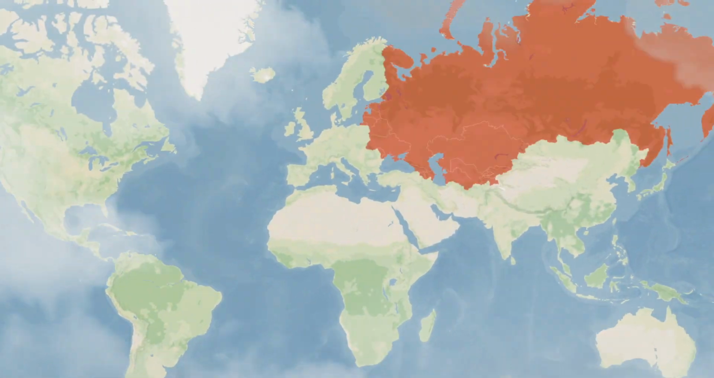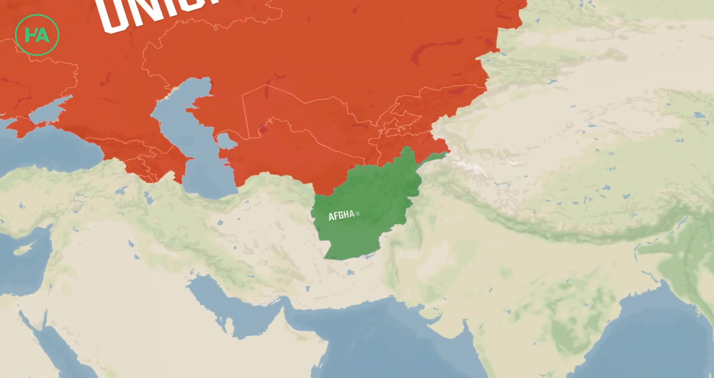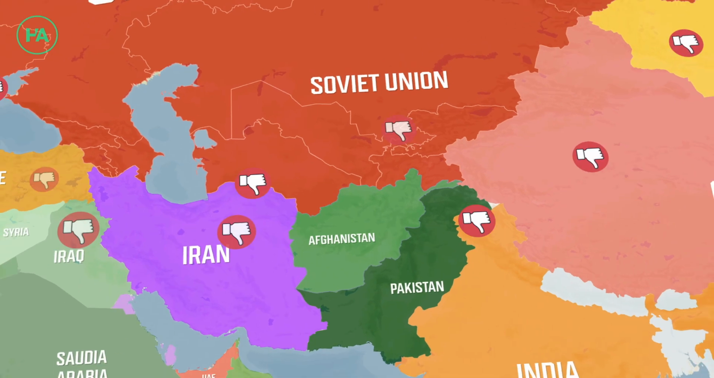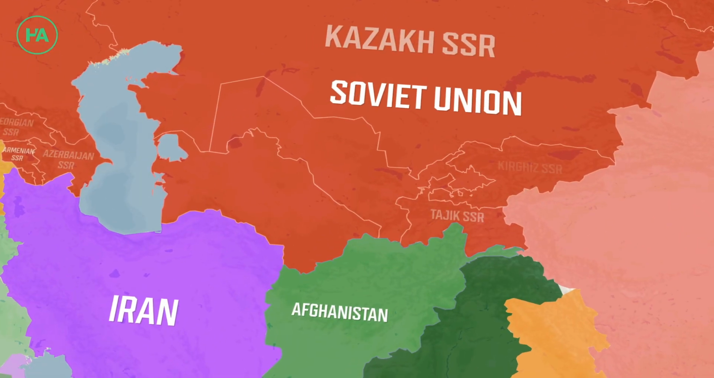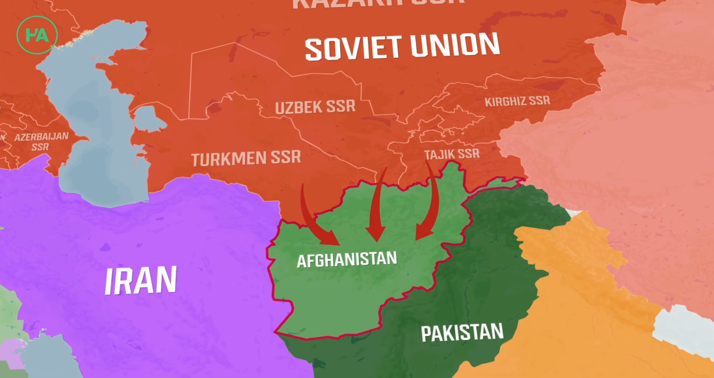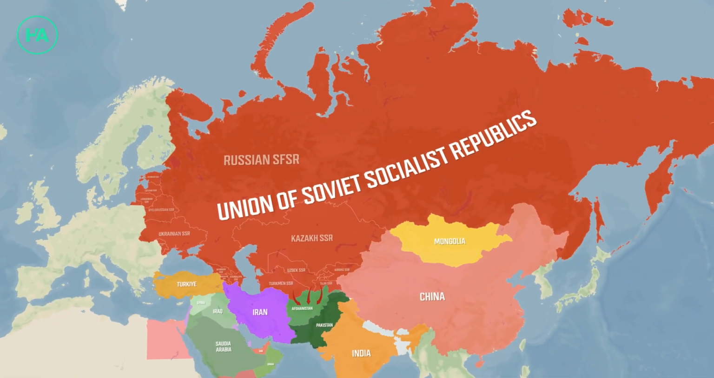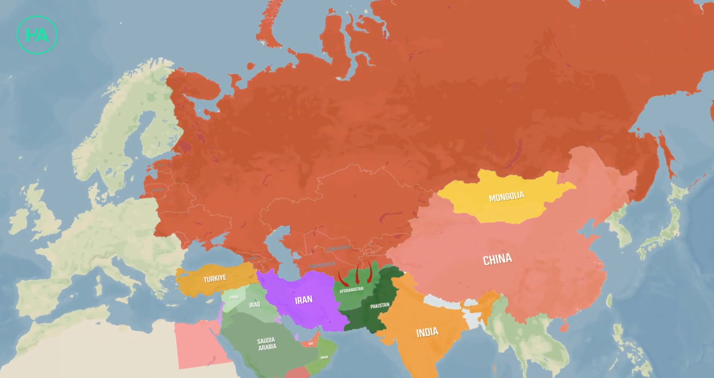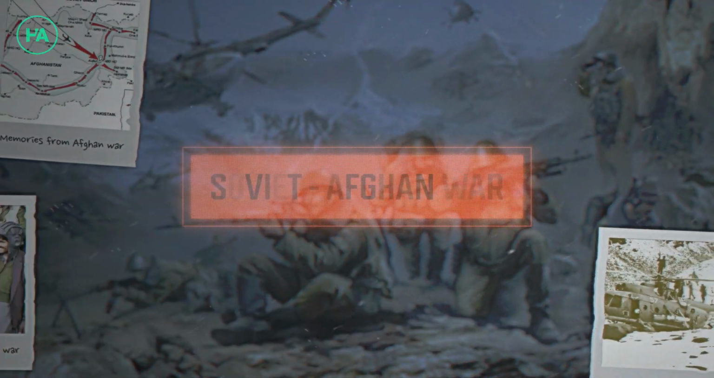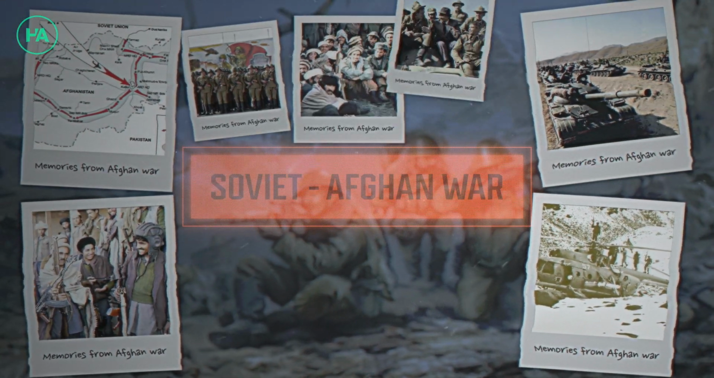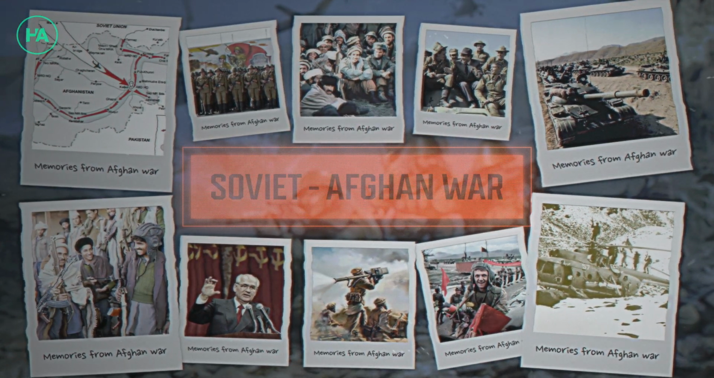Did you know that in recent history, a huge country like the Soviet Union was ashamed of the war with Afghanistan? The Afghan War, which took place in the 80s of the last century, caused considerable damage to the USSR and greatly contributed to its disintegration. In this video, we will show the main events of the Soviet-Afghan War through a map.